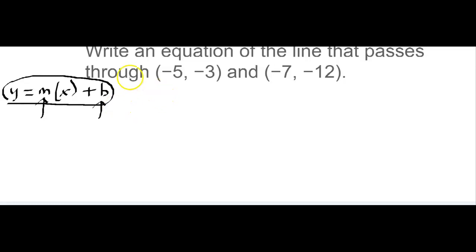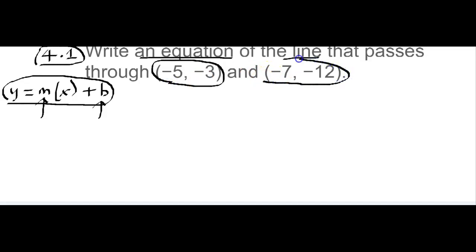Okay, so here is the problem that you guys work on today. By the way, this is chapter 4.1, how to write a linear equation in slope-intercept form. They want you to write an equation of the line that passes through these 2 points. We don't need to graph this because it's not asking you to graph it. It just says write the equation that passes through these 2 points.